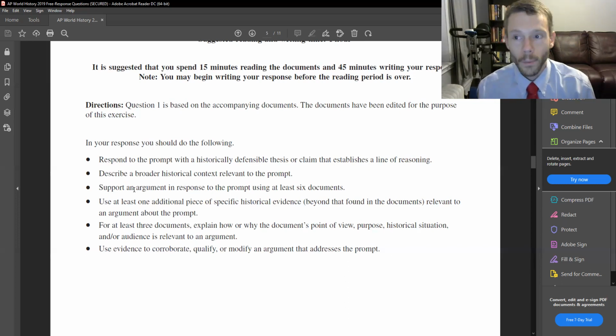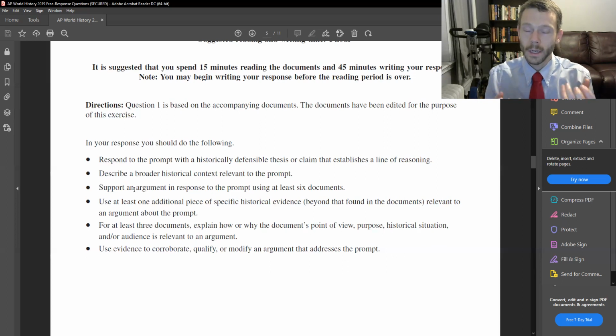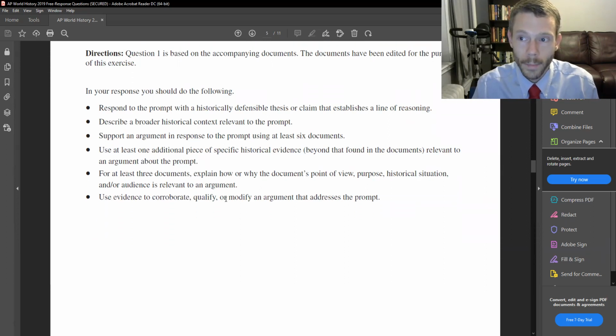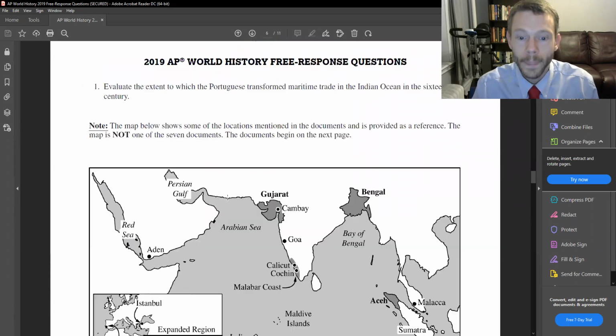And then the final point is complexity. And complexity really does require you to use the documents in tandem with one another to explain how they corroborate, qualify, or modify an argument. And we'll talk more in the second video in the series about how to actually do that. And we'll see some examples from College Board about how to earn the complexity point.